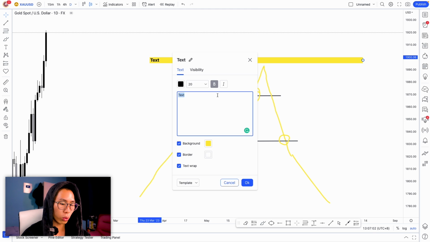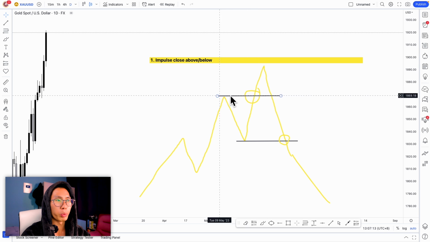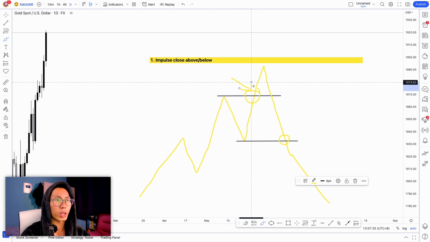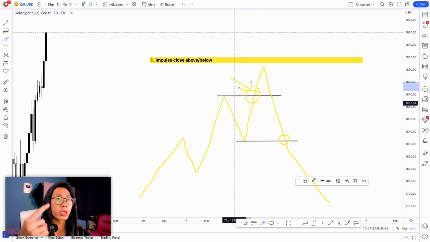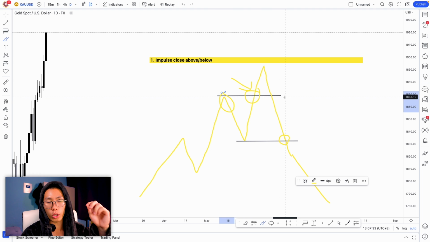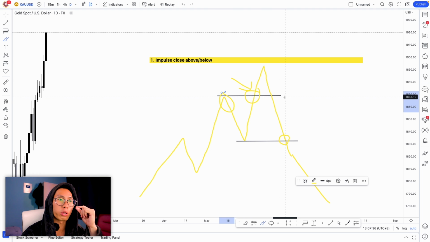The first thing you want to look for is this thing called your impulse close above or below. You want to wait for the next candlestick that is formed after price breaks through that particular high or low to close above it. Right here, you can see when price breaks through the last high, the candlestick that is formed somewhere right around here should close above the previous high. This line right here, the candlestick should close above it.